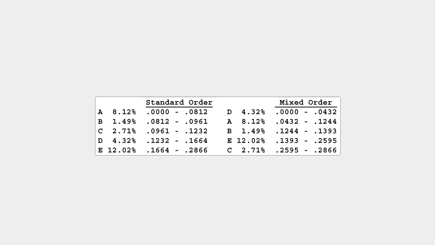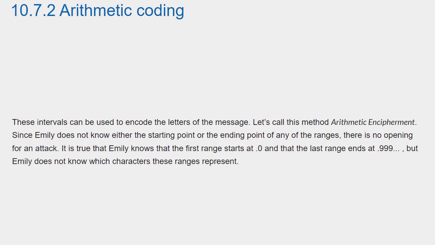For example, using just the letters A, B, C, D, E, the ranges might be as shown. These intervals can be used to encode the letters of the message. Let's call this method arithmetic encipherment. Since Emily does not know either the starting point or the ending point of any of the ranges, there is no opening for an attack. It is true that Emily knows that the first range starts at 0 and that the last range ends at 0.999, but Emily does not know which characters these ranges represent.